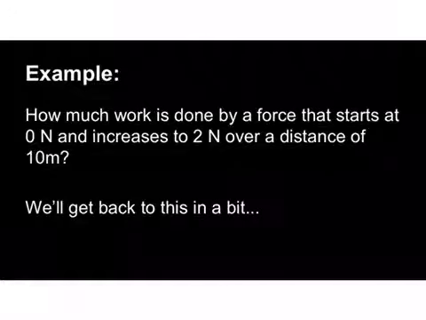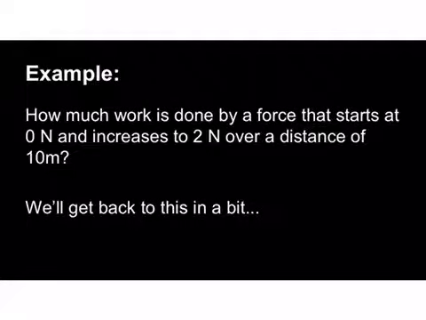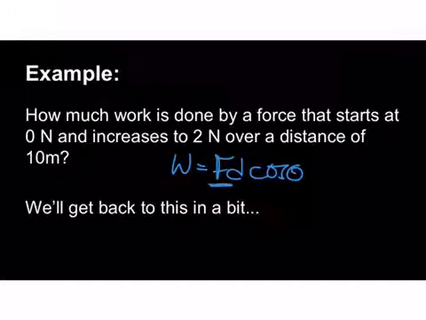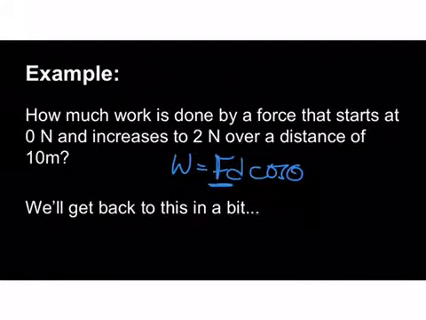So a problem you might see is, how much work is done by a force that starts at 0 newtons and increases to 2 newtons over a distance of 10 meters. So we couldn't just do work equals F D cosine theta, because F isn't the same the whole time. So we'll get back to this. We'll talk about how we actually would solve that.